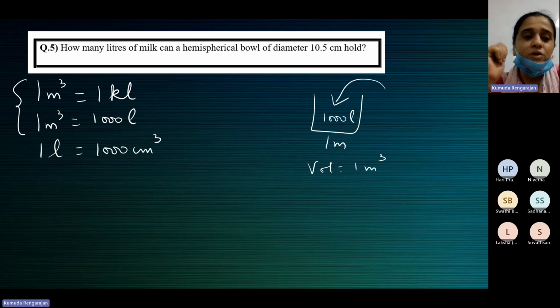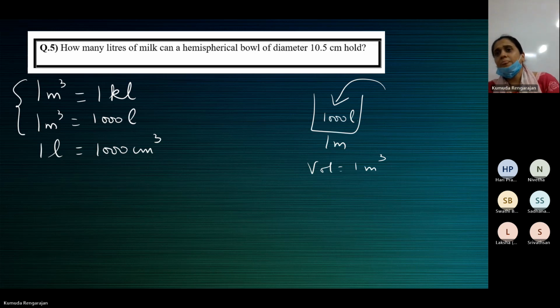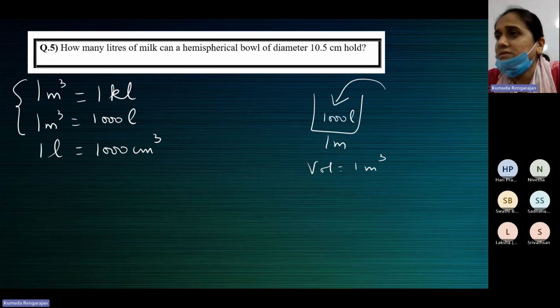That's the meaning of this relationship. 1 meter cube is equal to 1000 liters. 1 liter is equal to 1000 centimeter cube. That means the vessel can be any vessel. It need not be only a cubical vessel. I'm using a cube to find the volume easily. It can be any vessel whose volume is 1 meter cubed, conical, cylindrical, whatever. Any vessel whose volume is 1 meter cubed can hold 1000 liters of liquid.